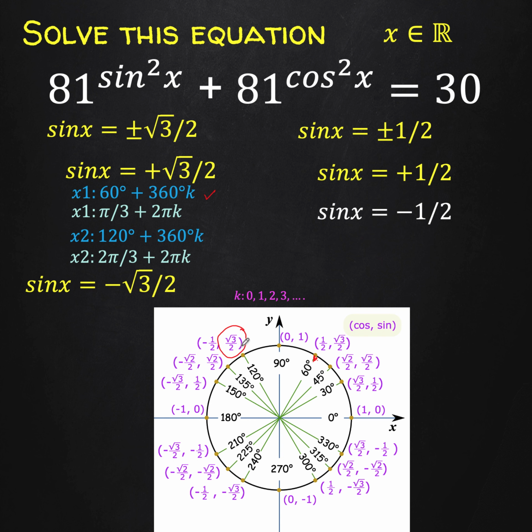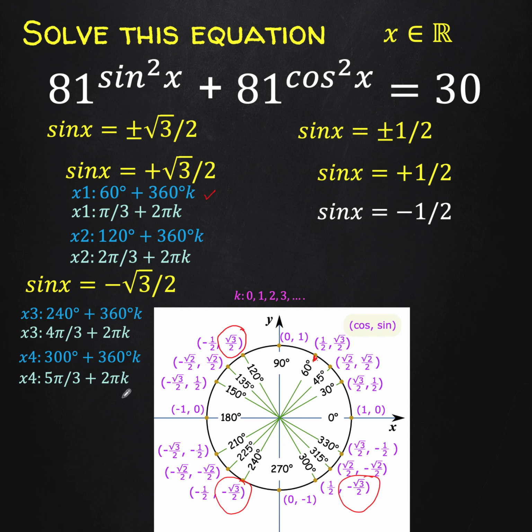Now for the negative value of square root of 3 over 2, we have here negative square root of 3 over 2, and the angle is 240 degrees. And another one here, and the angle is 300 degrees. And the corresponding radian measurements here are, for 240 degrees, it's 4 pi over 3 plus 2 pi k to account for the cyclical nature of our solution here. For 300 degrees, that's equivalent to 5 pi over 3. Then we add 2 pi k to account for the rotation.